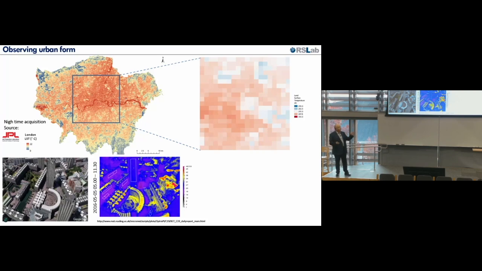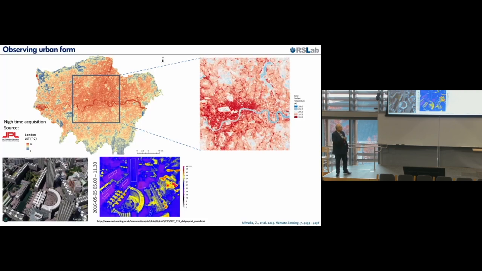That is good, but 1 by 1 kilometer is not good for a neighborhood scale, so we have developed downscalers, like this one, which was published several years ago. This research was also led by Zina Mitraka at FORTH, which is a nice map. This is 100 by 100 meter. This is 1 by 1 kilometer. So we have downscaled it by 2 orders of magnitude.